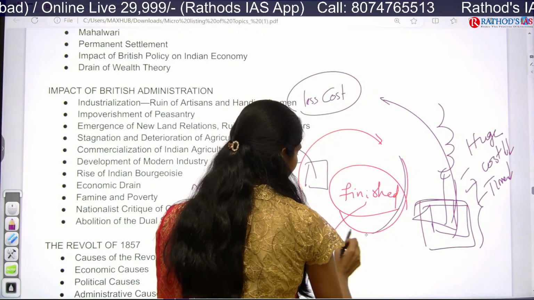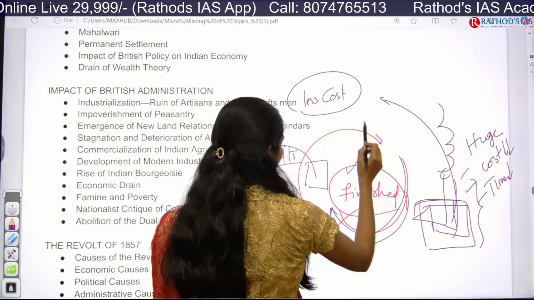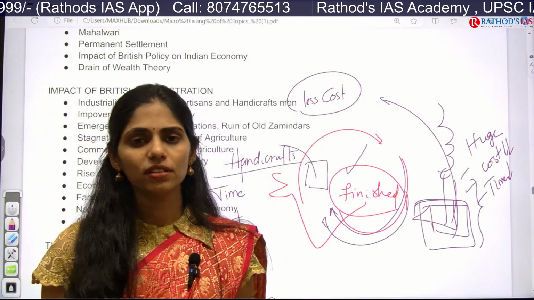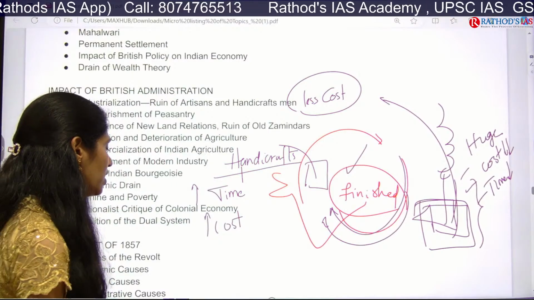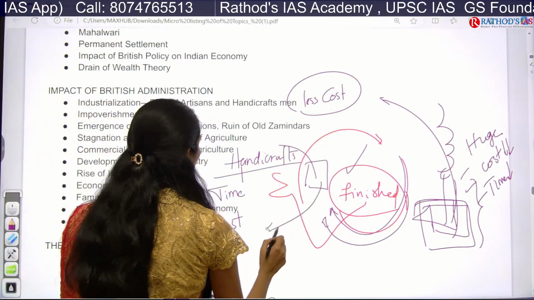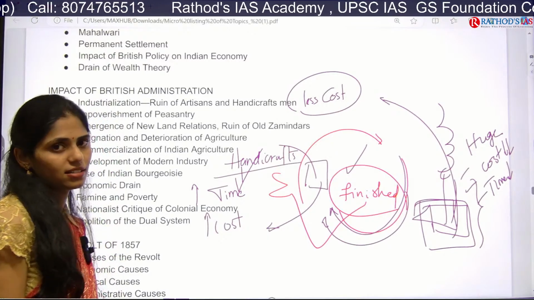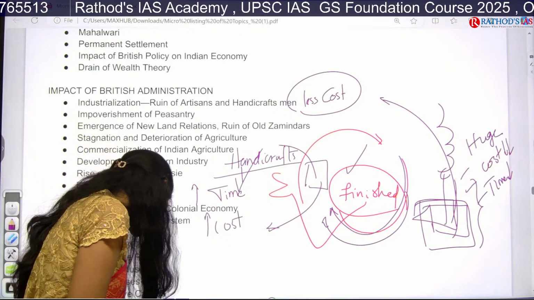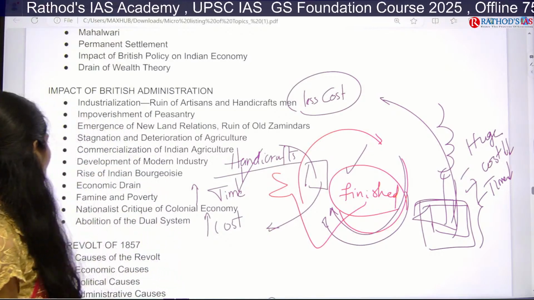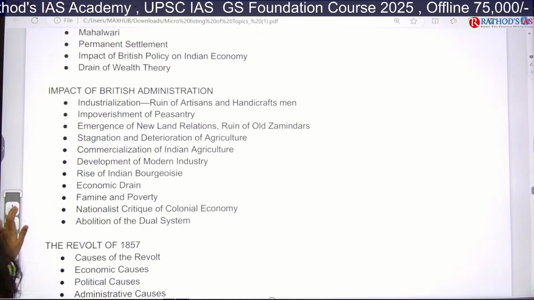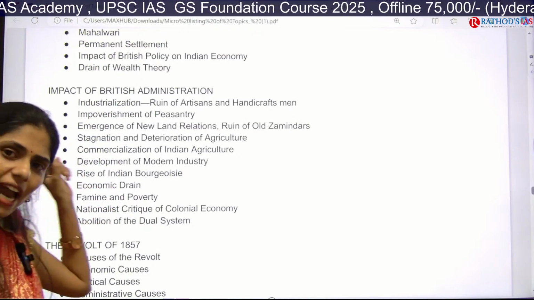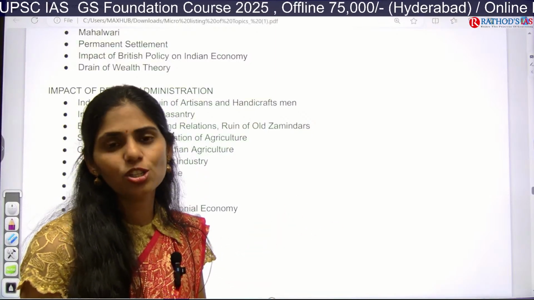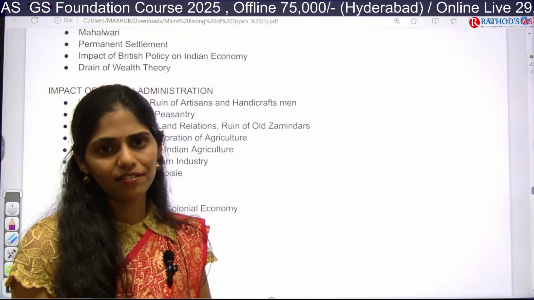So whenever they are dumping these goods in our country, automatically there is increased demand for these finished goods of this European country. So here it ruined our handicrafts, our artisans. Clear? Are you understanding the things? Any doubts? Okay, so here you have to know how industrialization in Europe had a negative impact on our domestic industries or cottage industries or artisans or handicrafts.